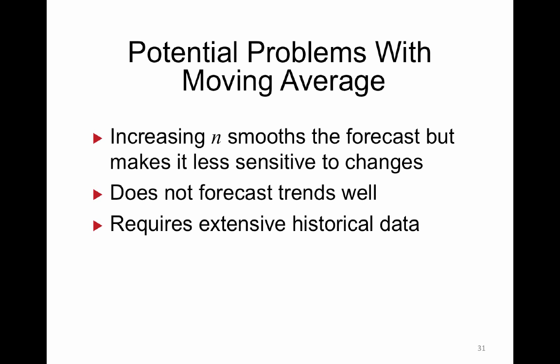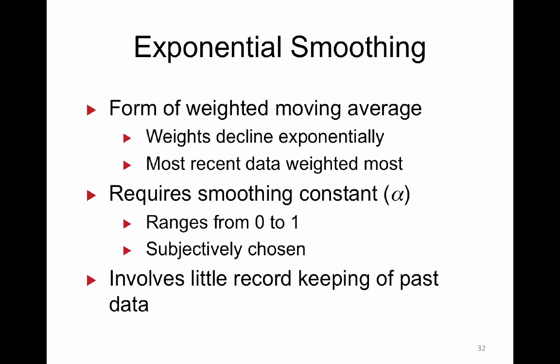And then the moving average does not necessarily forecast trends well. So we talked about maybe flu season occurring in the fall. Well, if I'm only looking at the last 3 months, I'm not going to catch that trend. And then it does require a lot of historical data if you want to do a moving average and do it well. So smoothing. Now smoothing is a slightly different approach.